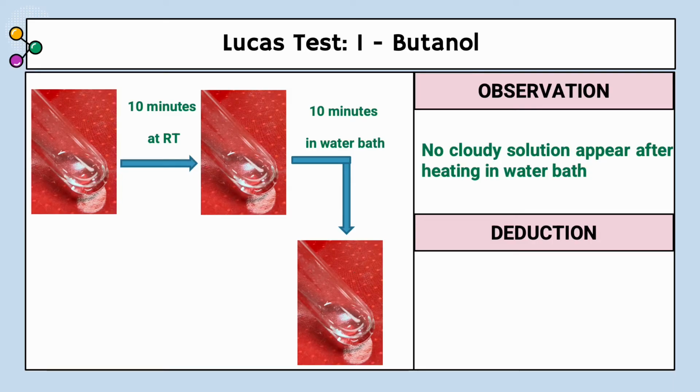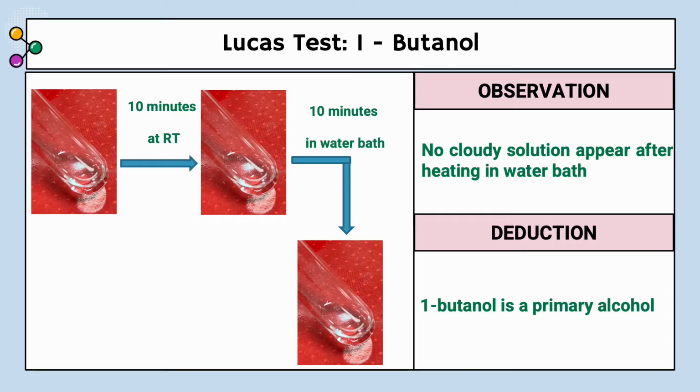So deduction kita kena buat adalah, remember that deduction itu must relate to the purpose of the test itu. So Lucas test ini purpose dia kita nak determine the classes. So deduction awak kena juga berkait rapat dengan dia punya class of alcohol. So deduction is 1-butanol is a primary alcohol, because we know that primary alcohol they react very slowly with a Lucas reagent.